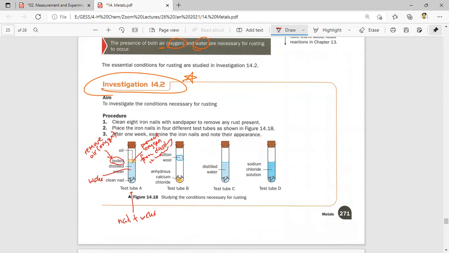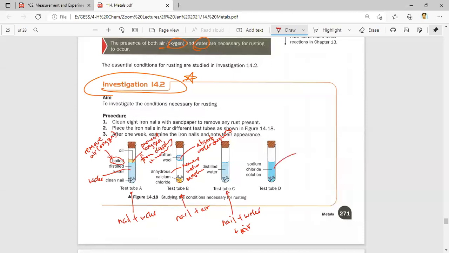How about the second one? Anhydrous calcium chloride is to remove water, or remove moisture. This cotton wool here is to absorb water droplets in case there are any. So test tube B is actually just nail plus air. No water present. Test tube C, you realize distilled water, so it has water. So it's a nail plus water, confirmed. There's no oil, there's no boiling. So this tells you two conditions are there to make the nail rust.